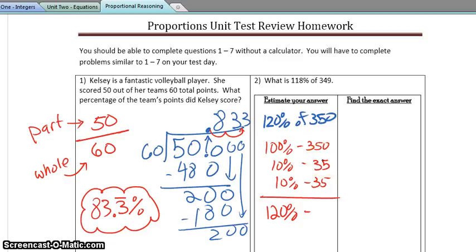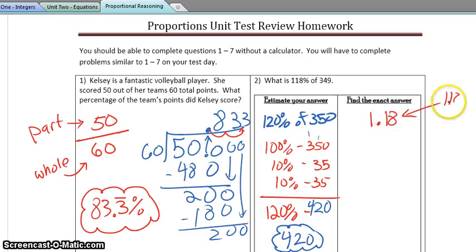And the equivalent of that when we add up is, well, 0, carry the 1, 6, 7, 2, carry the 1, 420. So our estimate, we should show this on the test, is about 420. Show your work, please, on the test. The exact answer, where you're going to have to do 1.18, that's 118% right there, the equivalent as a decimal, times 349.